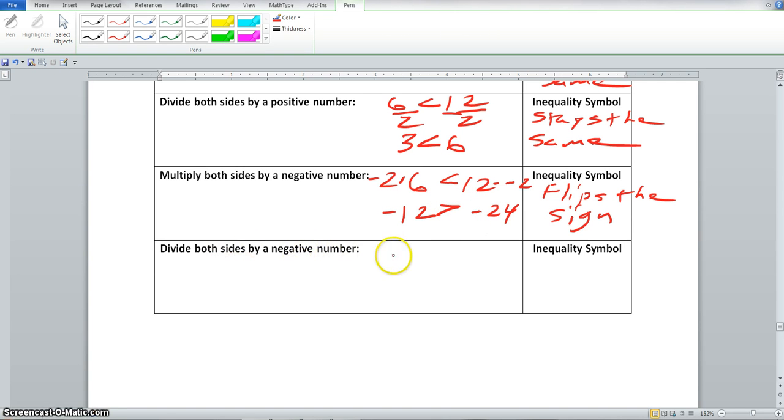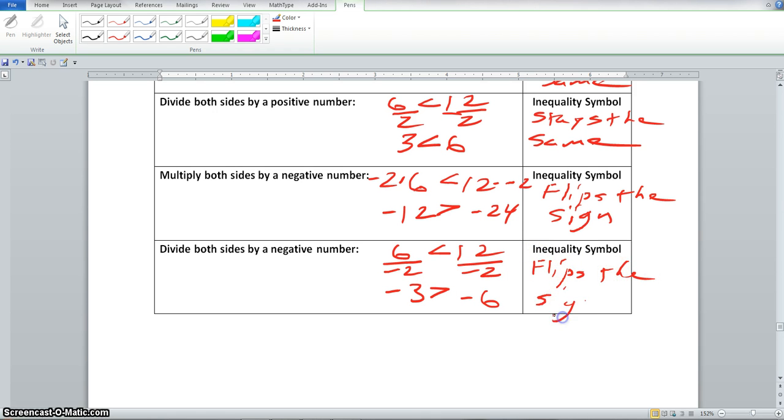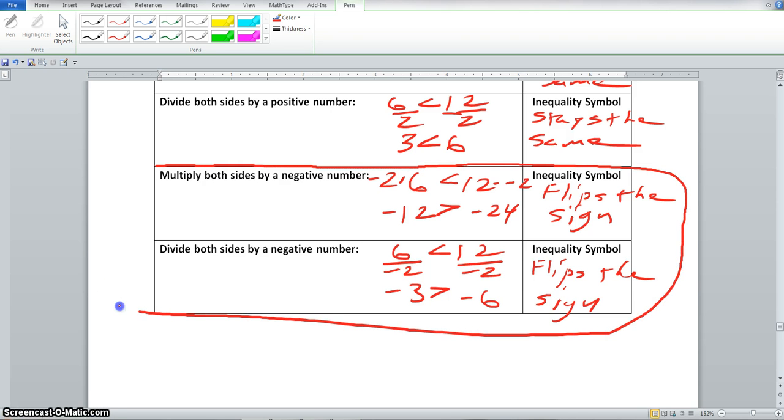Now, the next thing we would do is divide both sides by a negative number. So let's divide both sides by negative 2. So this will give us negative 3. This will give us negative 6. And again, as you see, it flipped the inequality sign. So it flips the sign. Of all of the scenarios where you did the same thing to both sides, these are the only 2 scenarios where the inequality sign flips.